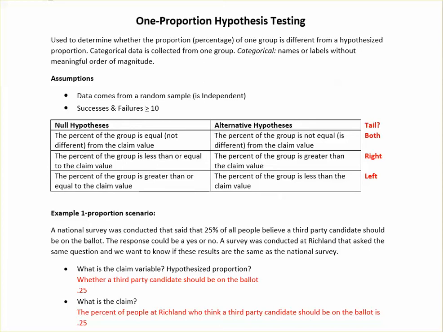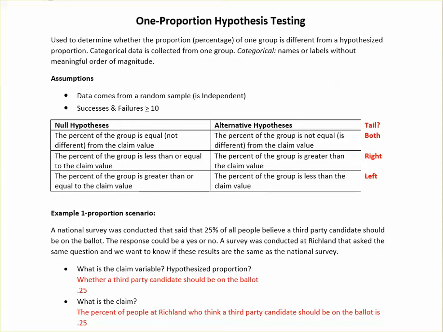First of all, it's used to determine whether the proportion or percentage of one group is different from a hypothesized proportion. Normally, and especially in this class, the hypothesized proportion is going to come from a source. Some kind of news article or website is going to have conducted a survey and gotten a certain result on a survey question. That percentage is going to be the hypothesized proportion, or hypothesized claim value, that you're going to test against when you do your one proportion hypothesis testing.